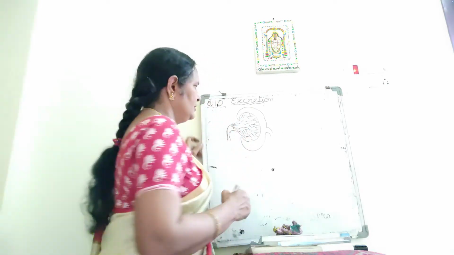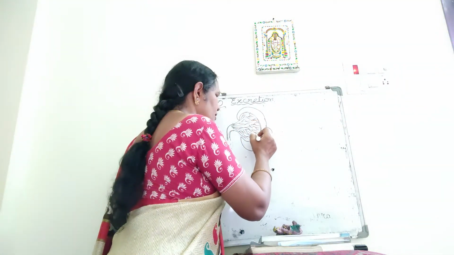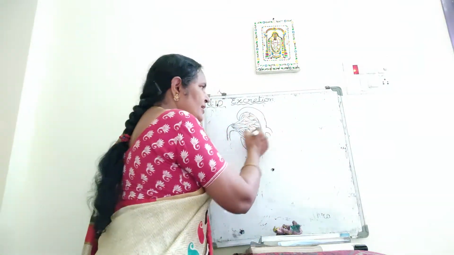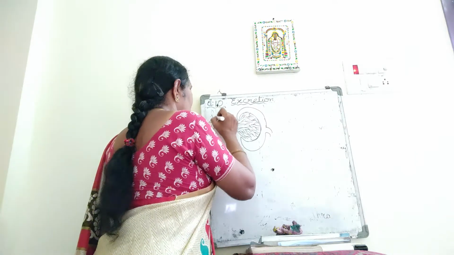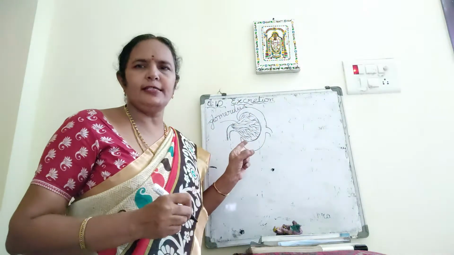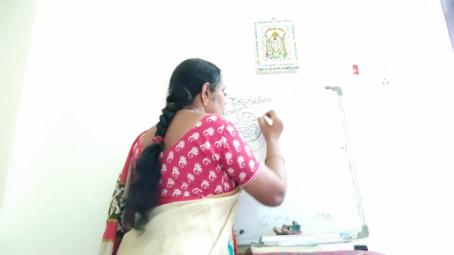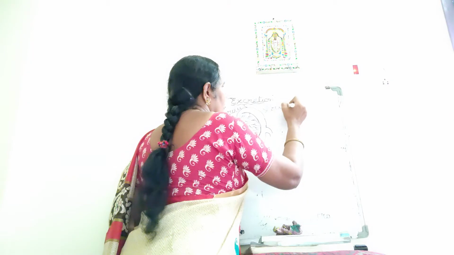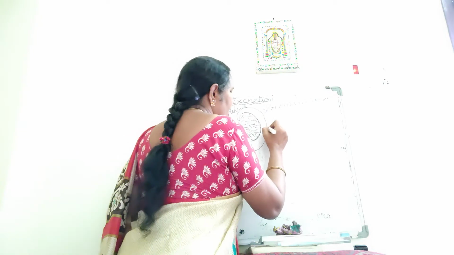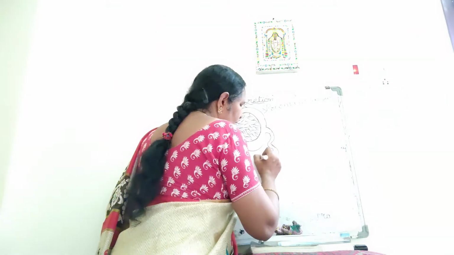This is the artery. That artery brings blood into the Bowman's capsule. This tuft of capillaries is called the glomerulus. This glomerulus filters the blood, and after filtration, the excess water and salts reach the convoluted tubule.